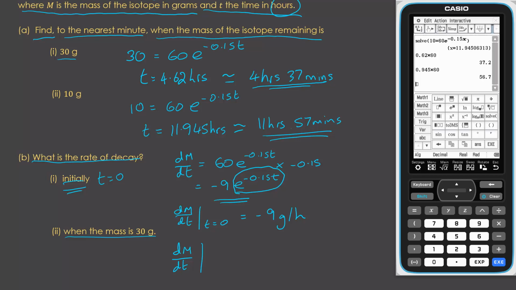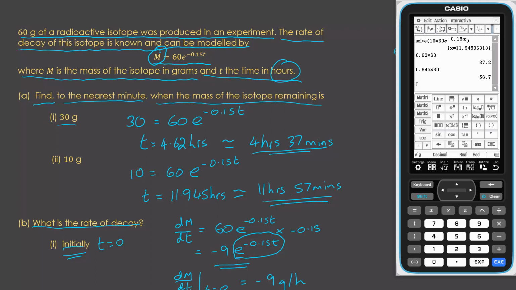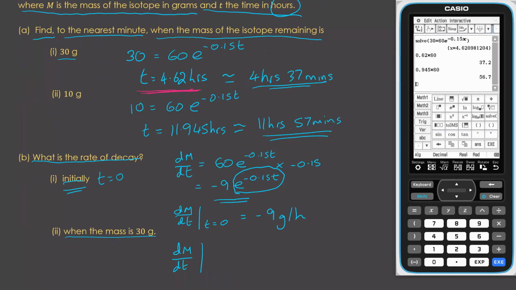Now we had the answer to that slightly earlier, and we had that the time was 4.62 hours. And I just retrieved that answer here on my calculator. So we've got t is equal to 4.62. And that is going to be, so what we're evaluating is negative 9 e to the negative 0.15 times the 4.62 and so on.